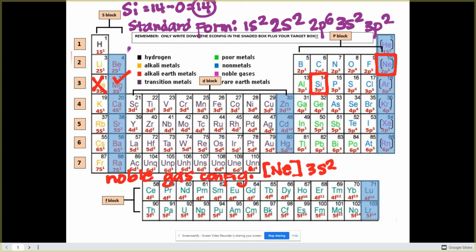3S2. Okay. Box number 13 is shaded? No. Box number 14, that's our target box. So we need to write that down. So that's going to be 3P2. You see it? Okay.